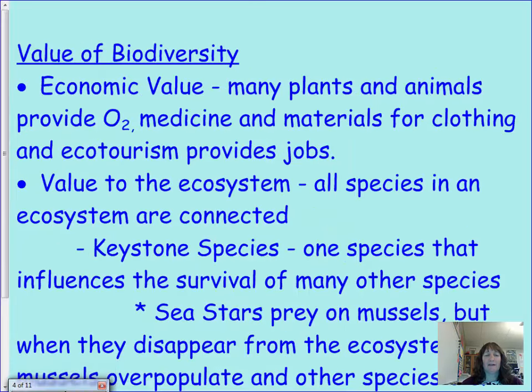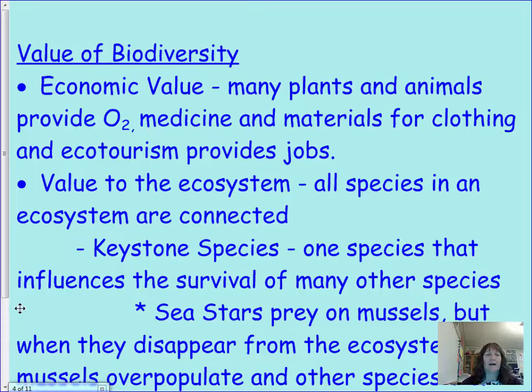So why do we care about biodiversity? What's the big deal? Well, one is economic value, so money. Many plants and animals provide oxygen, that's really important, medicines, materials for clothing, and then ecotourism provides jobs. So ecotourism is like if you go down to South America and tour a rainforest. There's guides and hotels and everything you'd use there.